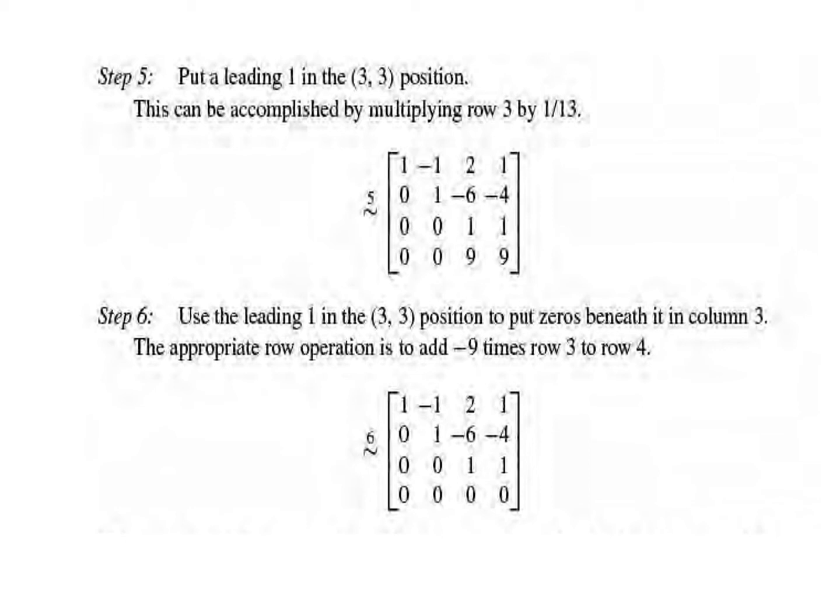And if there are entirely 0 rows, they are on the bottom. So it satisfies all the conditions. It means that this form is called echelon form. It is echelon form.